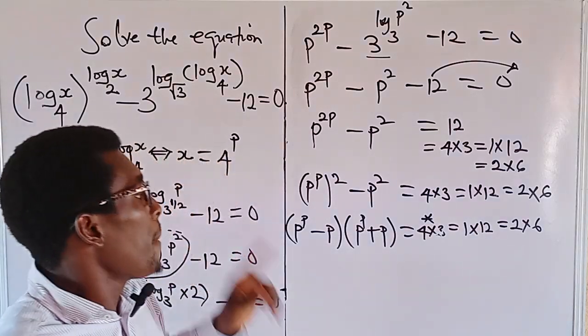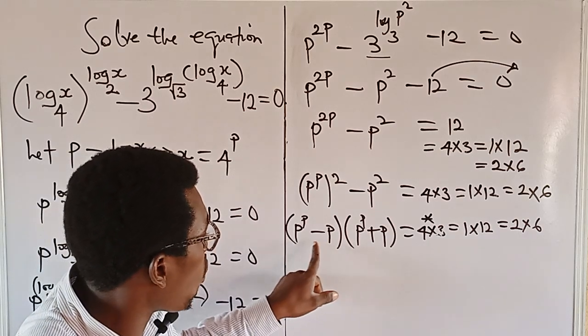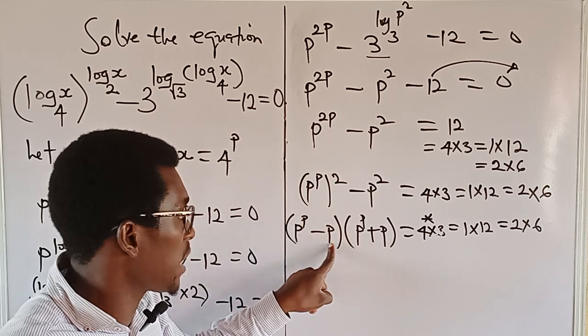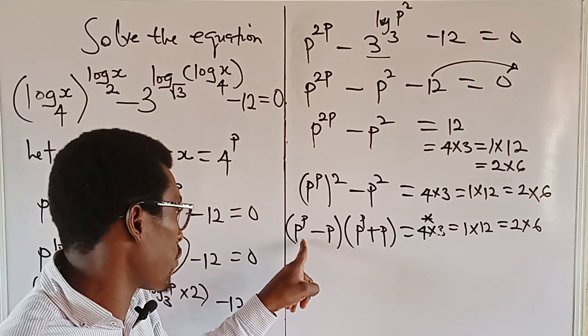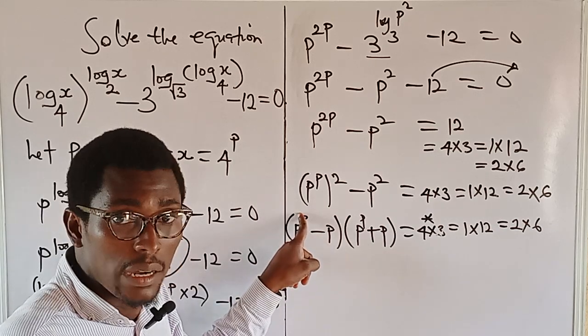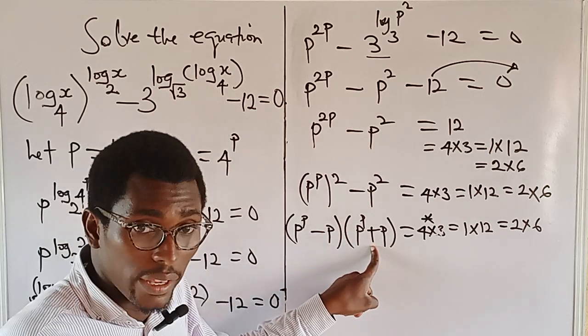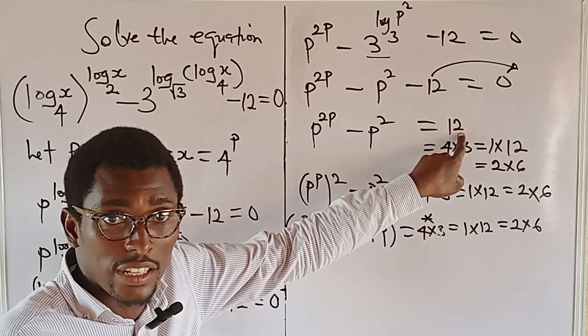Now, this expression you see here cannot be 1. All right? P to the power P minus P cannot be 1. Because if we put 1 here, for example, we'll be having 1 to the power 1 minus 1, and that would be 0. And 0 times any number is 0. But we're having 12 as a result. So that means it is not correct.